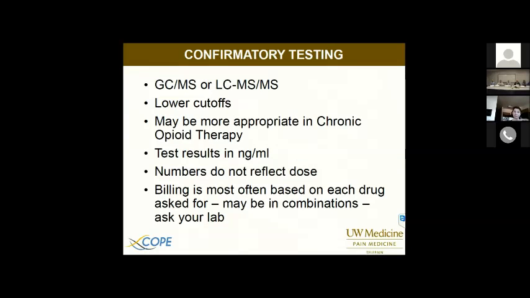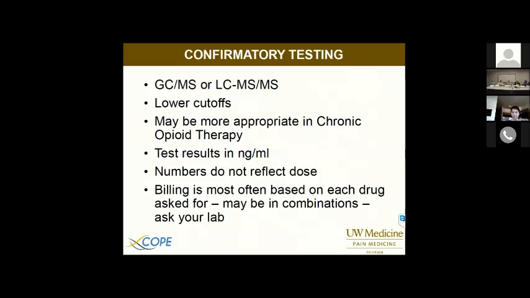Confirmatory testing is gas chromatography or liquid chromatography and mass spectroscopy. There are lower cutoffs, which may be more appropriate in chronic opioid therapy because we really want to know if the patient has the drug in their system or not. That's more important than for the transportation industry when looking at cutoffs for their monitoring.